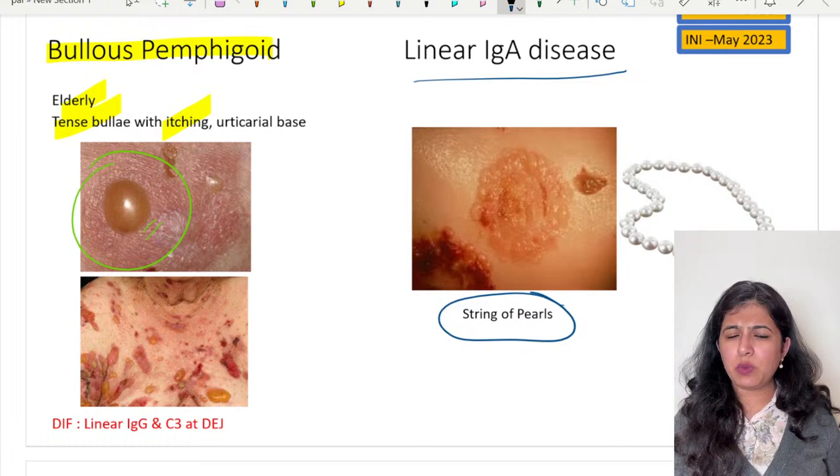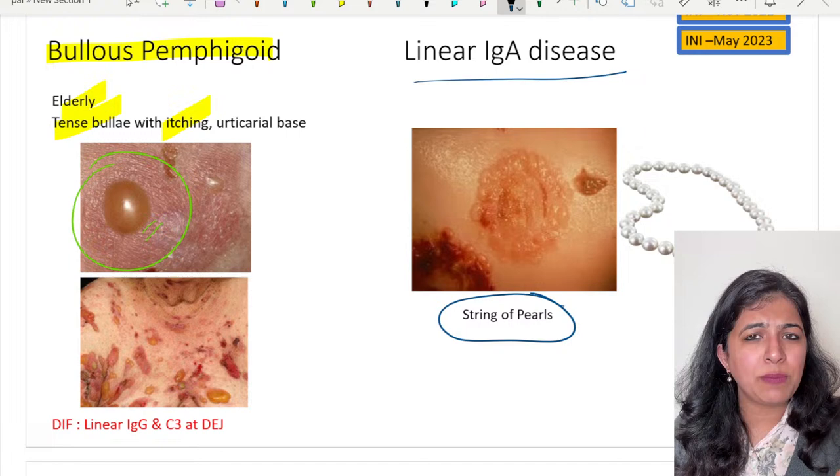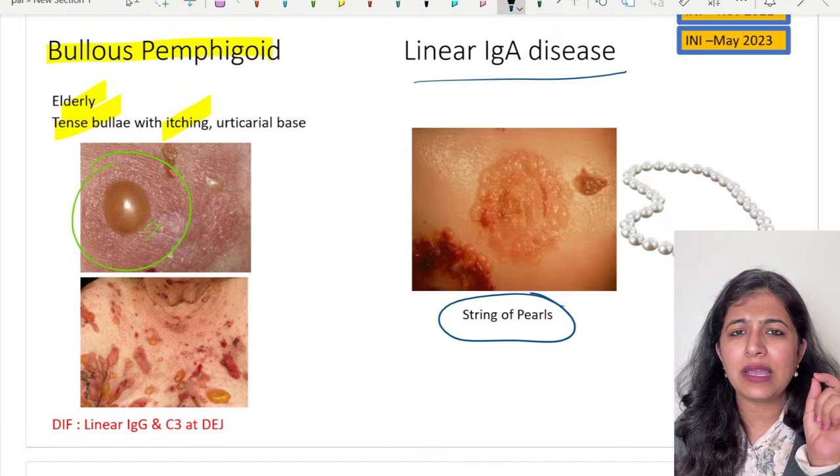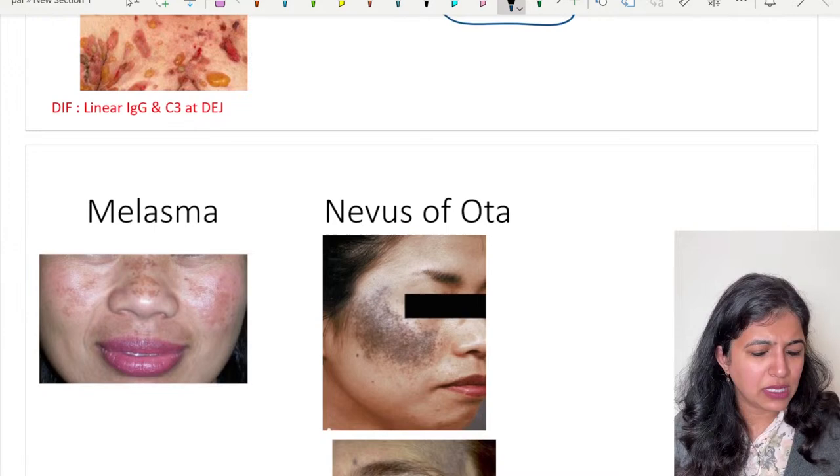D for dermatitis herpetiformis, it is a deep subepidermal disorder, associated with celiac disease. So which disease is associated with celiac? The answer is dermatitis herpetiformis. Understood everyone? Good. Next, we come to the pigmentation disorders.